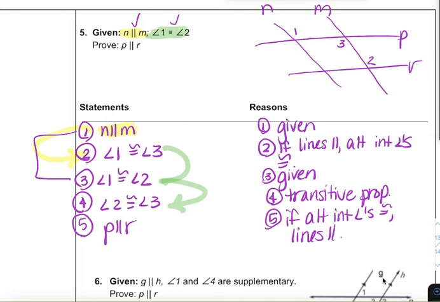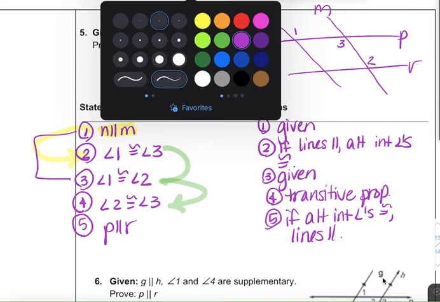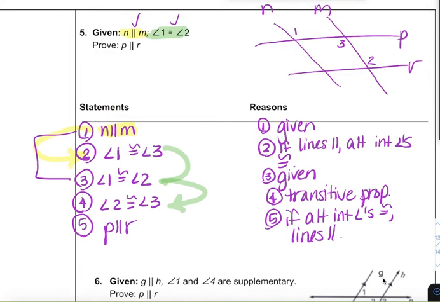Again, you're going to probably want to put the "if alternate interior angles" answer or reason on step 4, because you're going to look at them and go, oh, those are alternate interior angles. But that's not why I can say 2 is congruent to 3. I say 2 is congruent to 3 because of the transitive property. So we kind of use it like this. These 2 steps here lead me to the transitive property that causes me to say this.